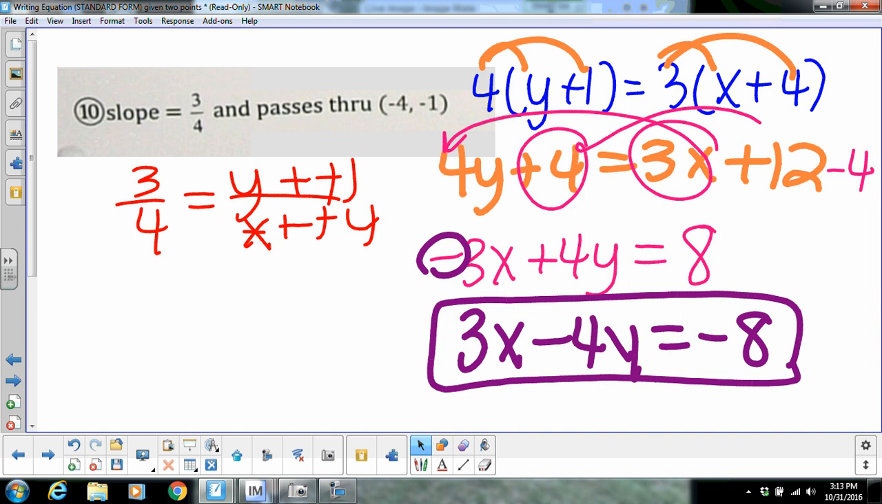So hopefully that'll help you some with your homework. You do have a test this Friday on all of this type of equation stuff from your form friend.